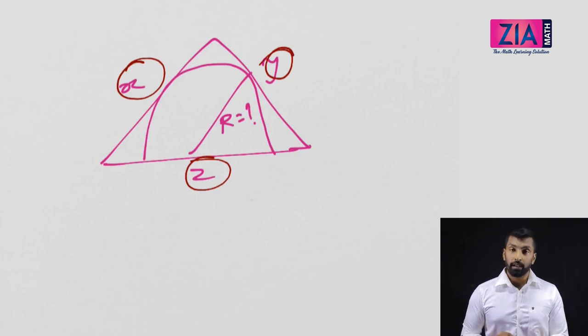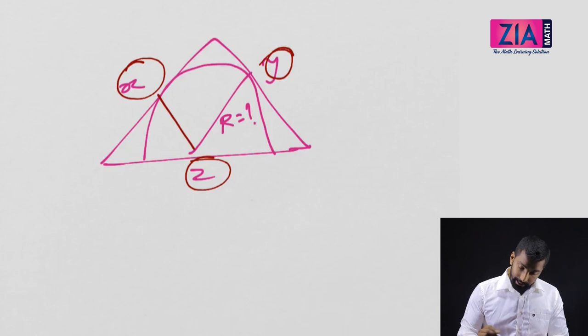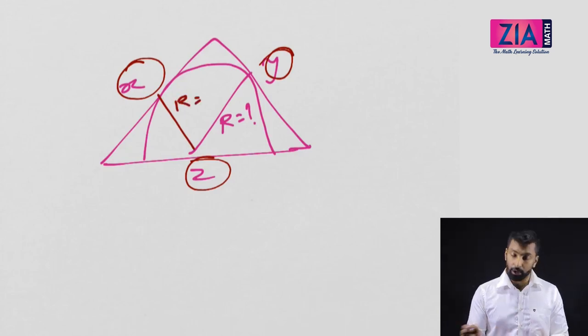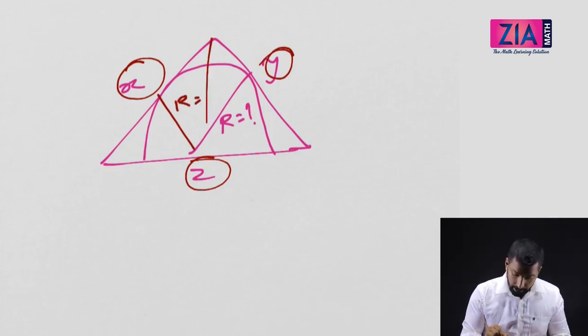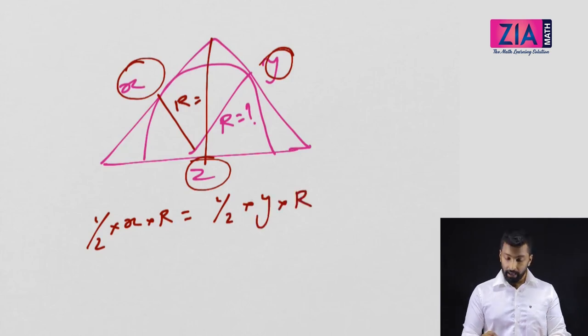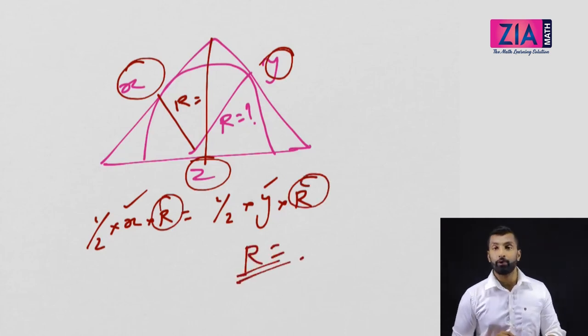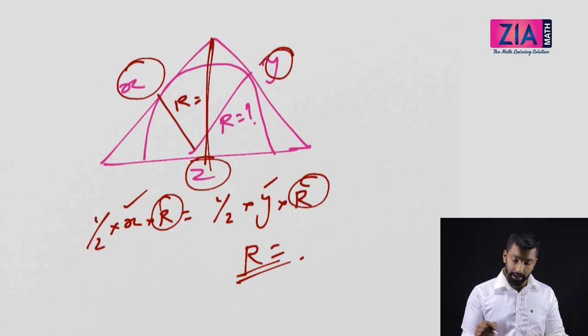Rather, what we can do is cut the diagram, or we can just draw a line like this. That is also r, right? This is also r. Now if you drop a perpendicular here, the area is half into x into r, which is equal to half into y into r. Then x is known, y is known, r is common, so you can find r easily just by equating. So what you have done is you just cut the diagram like this.